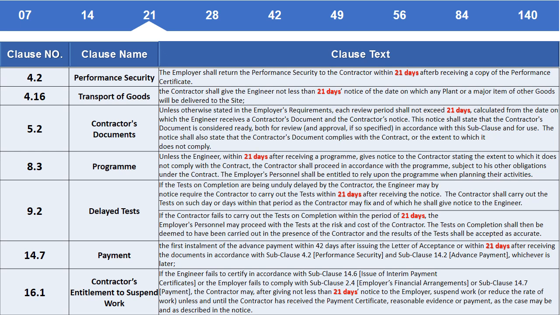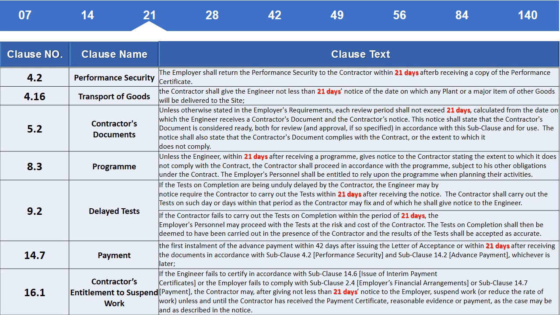If the contractor fails to carry out the tests on completion within the period of 21 days, the employer's personnel may proceed with the tests at the risk and cost of the contractor. The tests on completion shall then be deemed to have been carried out in the presence of the contractor and the results of the tests shall be accepted as accurate.